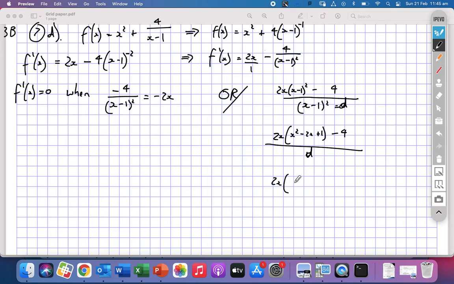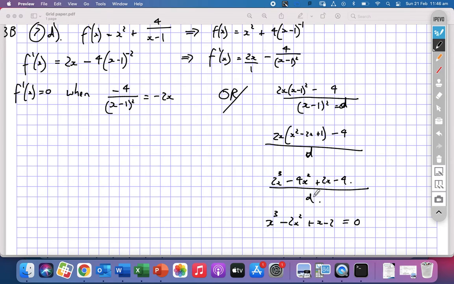2x. What am I trying to do? Expand. 2x cubed minus 4x squared plus 2x minus 4 on a denominator. When does that equal 0? You could say it equals 0 when x cubed minus 2x squared plus x minus 2 equals 0.